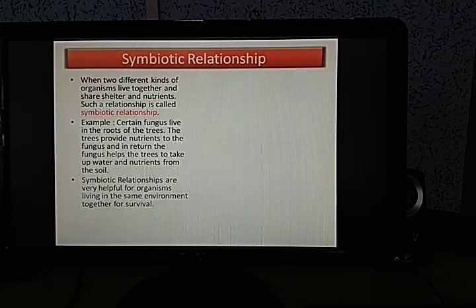Now, symbiotic relationships are very helpful for organisms living in the same environment together for survival. Yes. Now, in this example itself, you can understand that both the fungus and the tree are dependent on each other. Neither of them can survive without the help of the other. So, this type of symbiotic relationship helps the organism to survive without any trouble in that same environment together and helping each other to get their essential minerals or nutrients.